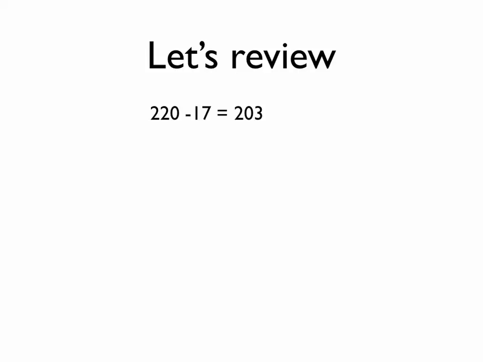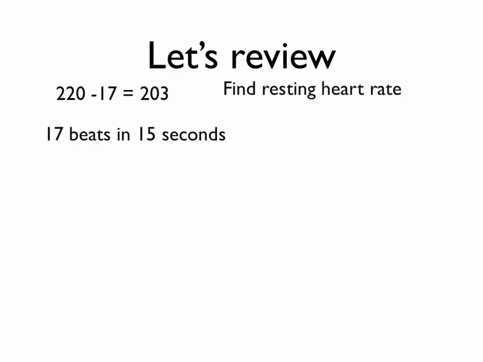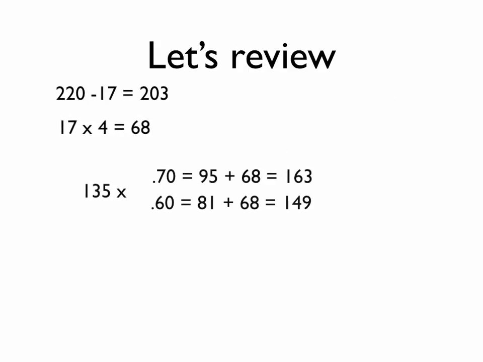So let's review. 220 minus your age, you'll get 203. Find your resting heart rate now. So we got 17 in 15 seconds. Multiply that times 4, we get 68. Now we throw 68 into this equation. 135 times 0.70 or 0.60. Add all that up, we get 163 or 149. And there's our zone.